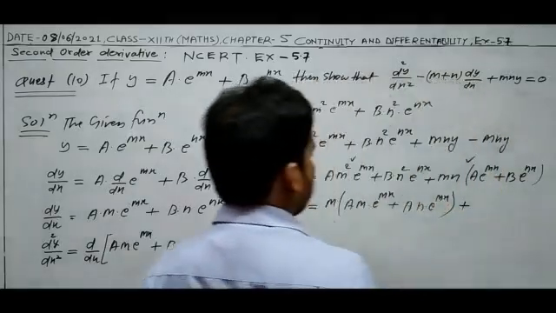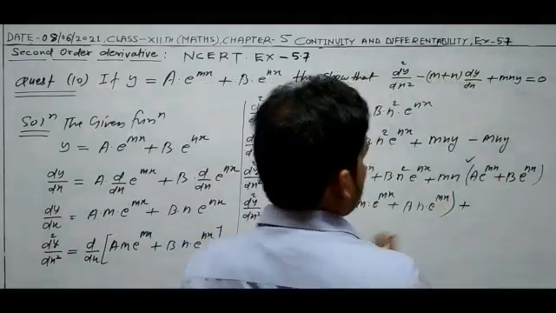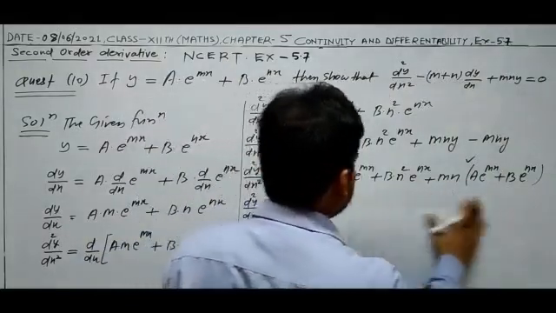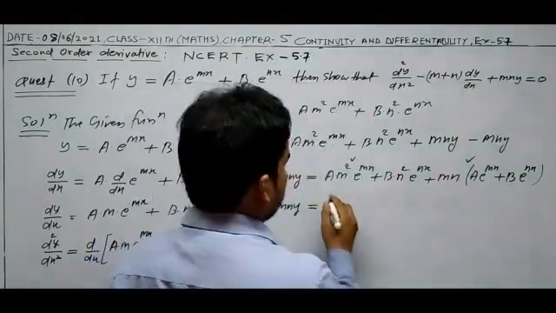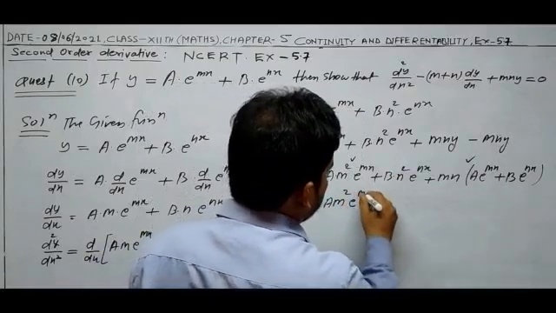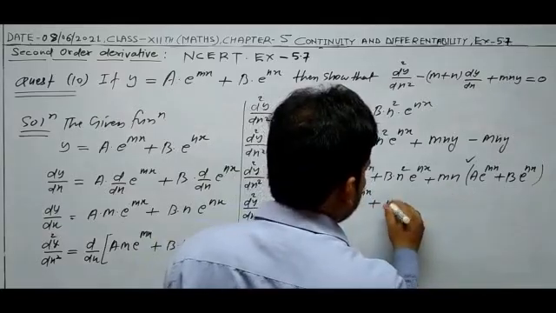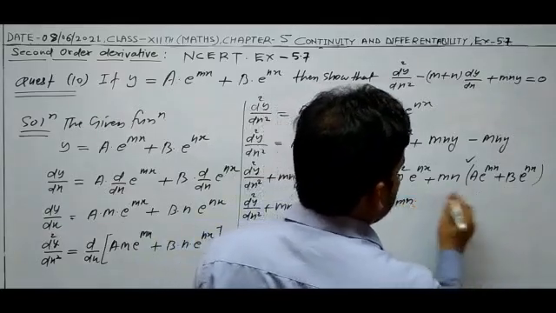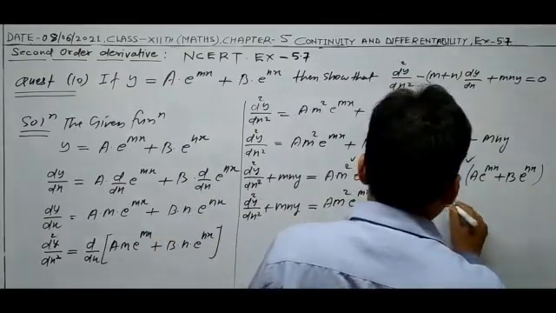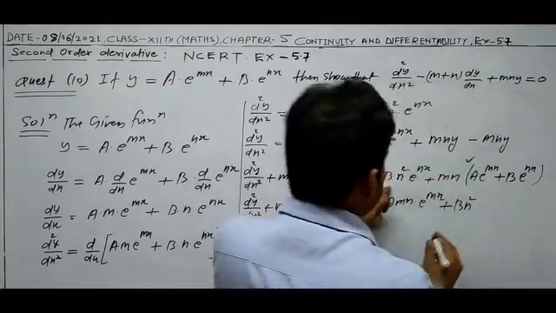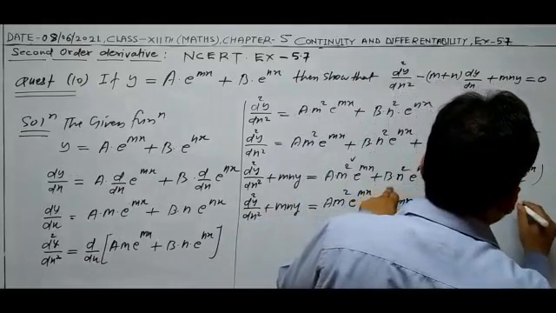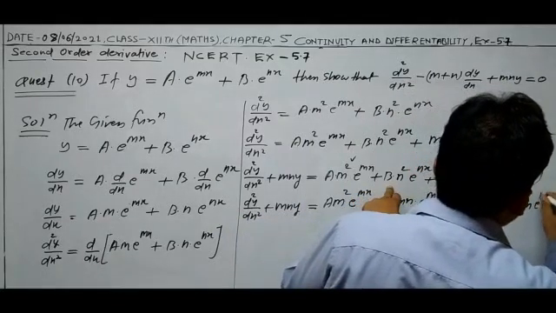Plus, now from this first and third term you can also take a common. First you multiply a m square e to the power mx plus a mn e to the power mx, plus b times n square e to the power nx plus b times mn e to the power nx.